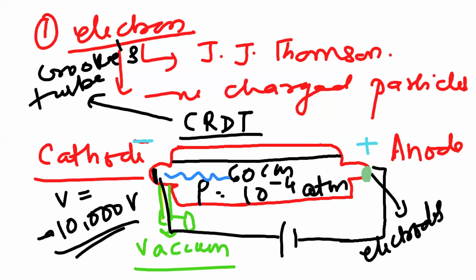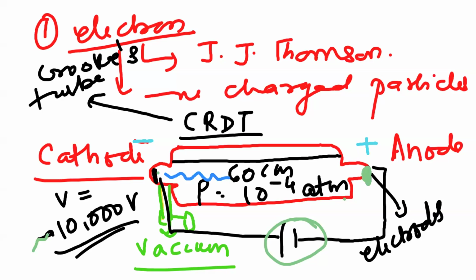Are you understanding that this is a cathode ray discharge tube? Cathode is present, anode is present. Two metal plates are placed on both ends, connected with the battery, and a pressure of 10 raised to minus 4 atmosphere is maintained with a voltage of nearly 10,000 volt. So a blue light, or you can say invisible rays, is emitted from the cathode. I've made it blue so that you can at least relate to it.